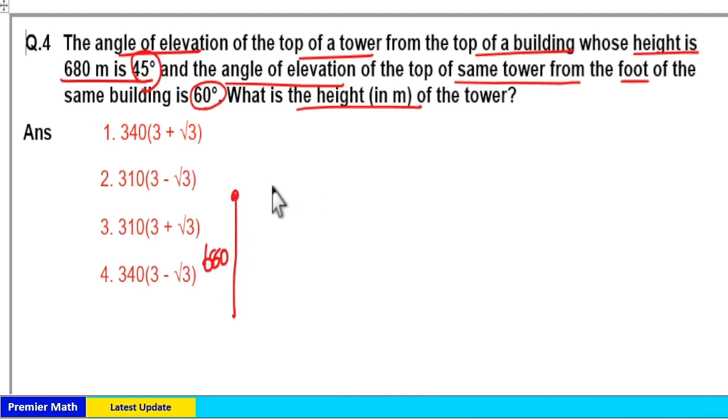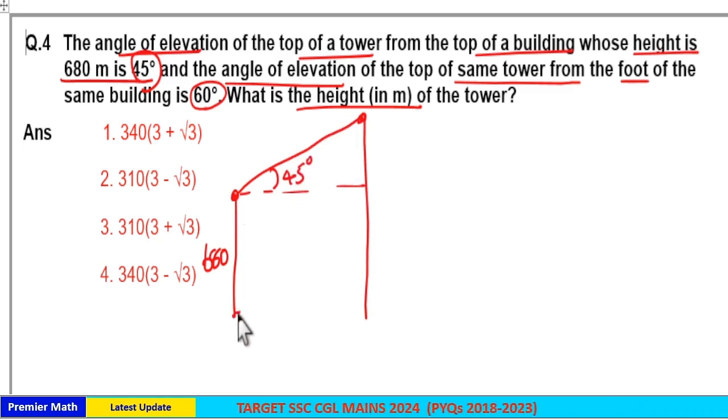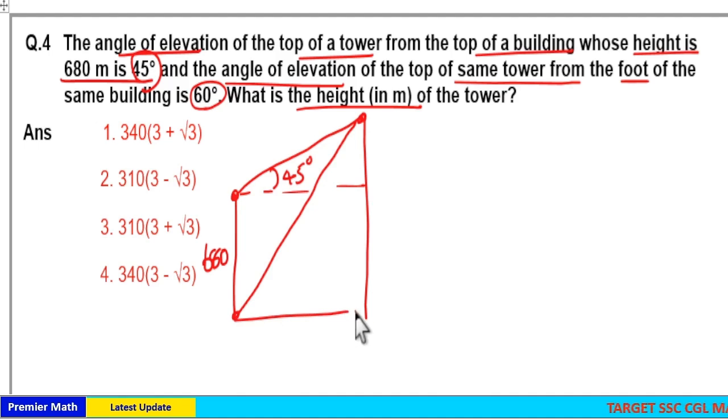Now from the top of the building to the top of the tower, the angle of elevation is 45 degrees. And from the foot of the building to the top of the tower, the angle of elevation is 60 degrees. Now, if this is 680, this height is also 680. Consider this height as x meters.